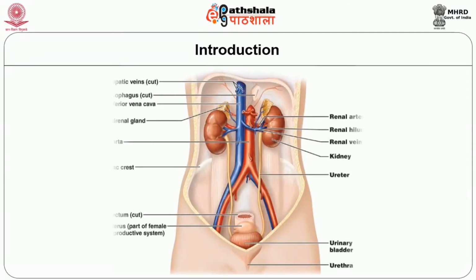Now, let us recall the location and external anatomy of the kidney. The kidneys are two bean-shaped organs located outside the peritoneum at the posterior portion of the upper abdomen. They are located one on each side of the vertebral column and are protected by the ribs and a layer of fat.